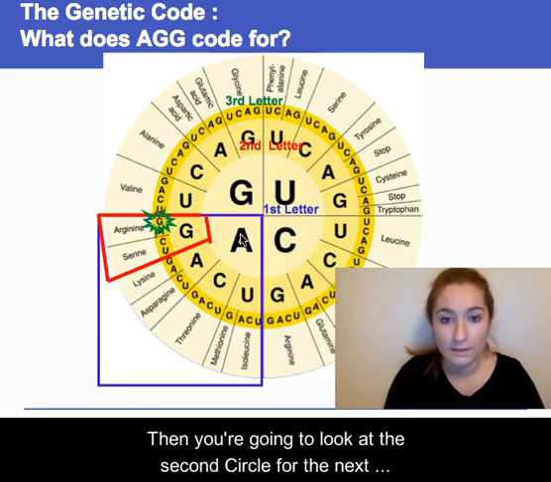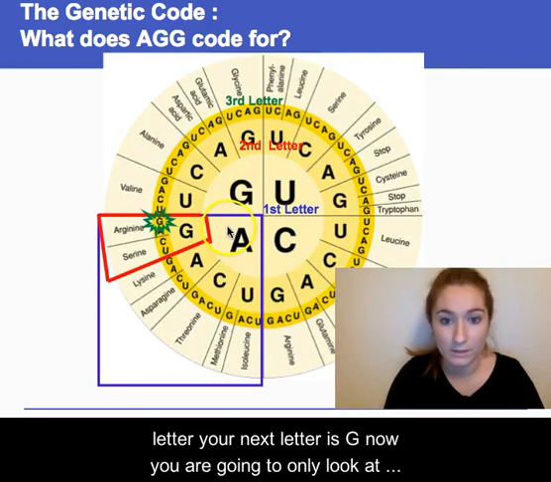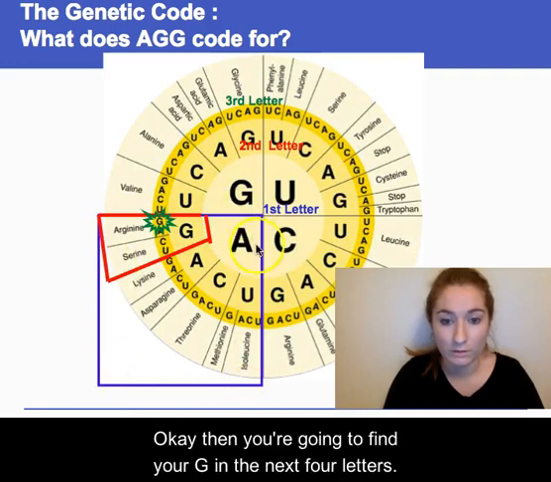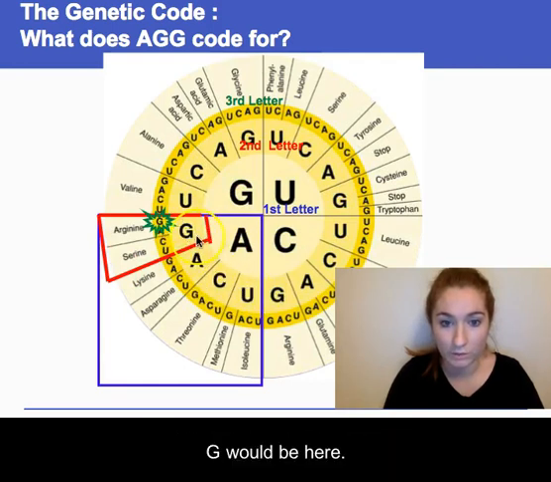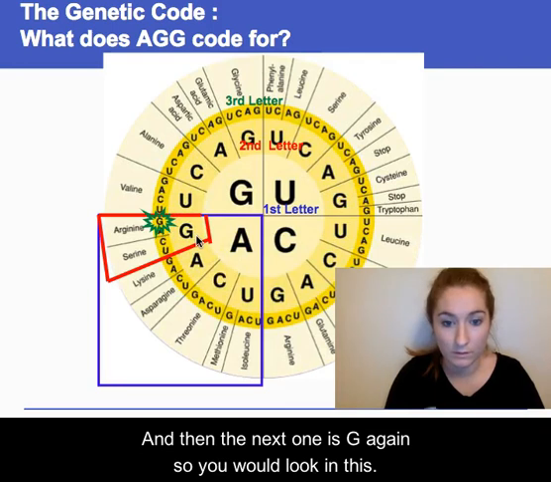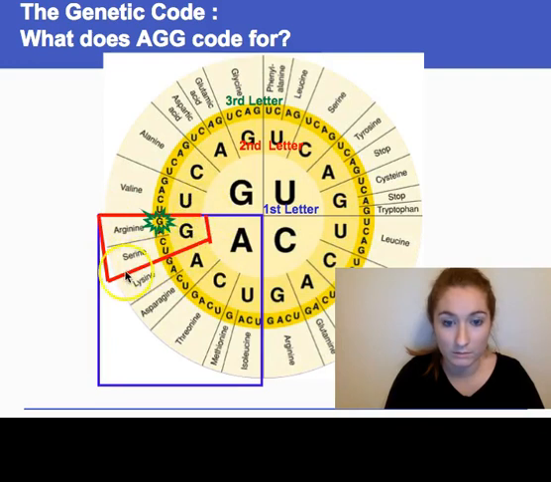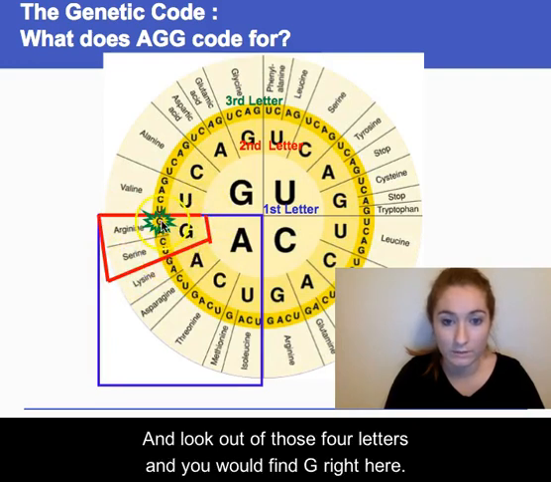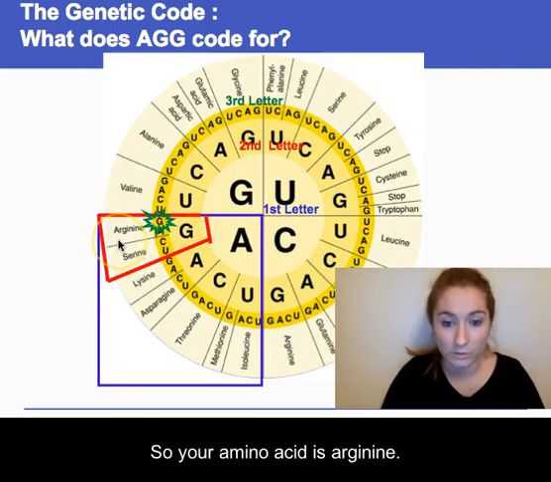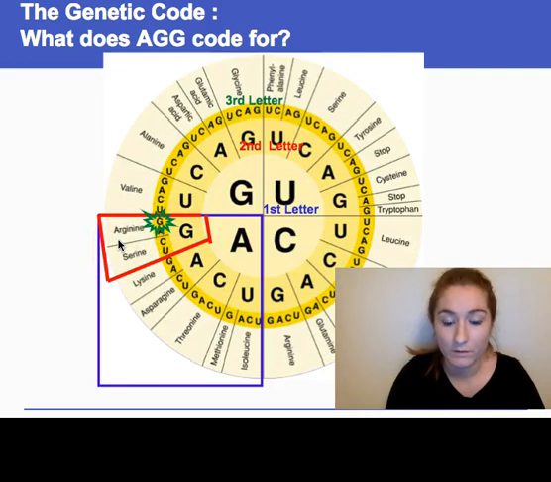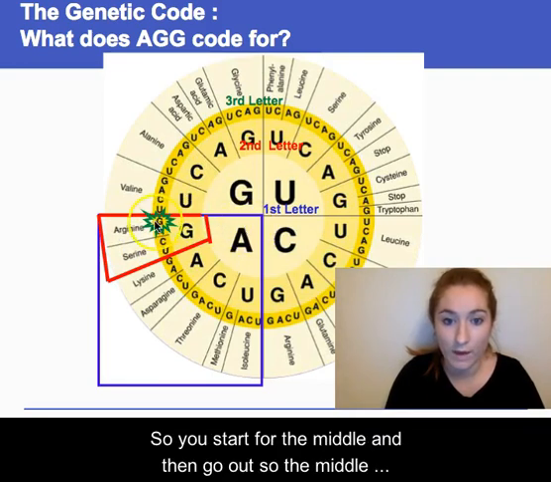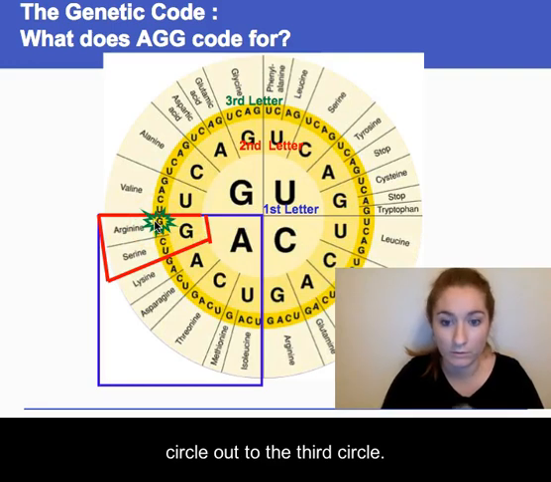Then you're going to look at the second circle for the next letter. Your next letter is G. Now you are going to only look at this corner of the chart, okay, and then you're going to find your G in the next 4 letters. Okay, so our G would be here. And then the next one is G again, so you would look in this little segment, okay, and look out of those 4 letters and you would find G right here. So your amino acid is arginine. Okay, so you start from the middle and then go out, so the middle circle out to the third circle. Your sixth keyword is to, T-O.